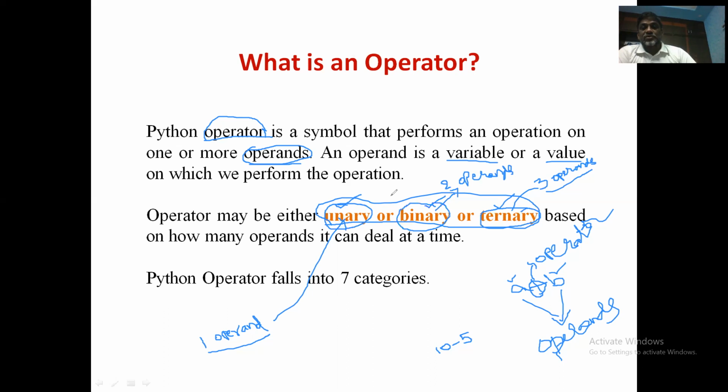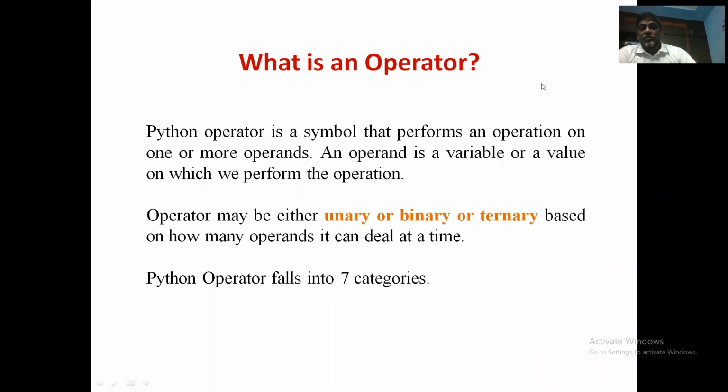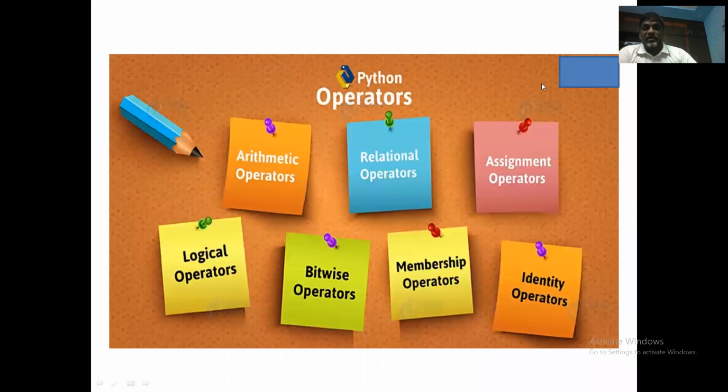From this slide, what you should understand is what is an operator, what is an operand, what is a unary operator, what is a binary operator, and what is a ternary operator. Assuming that you got these basic things, I'll move on to the types of operators.